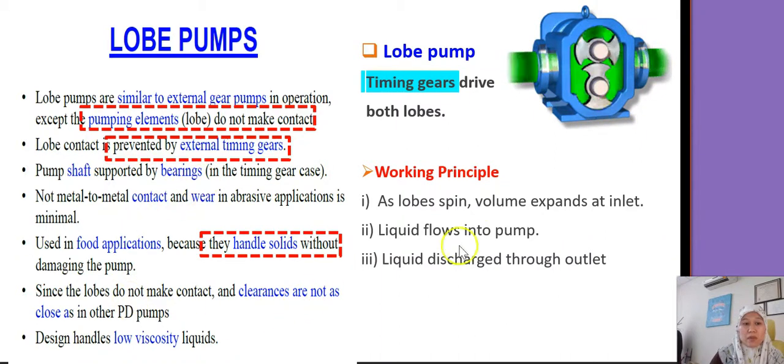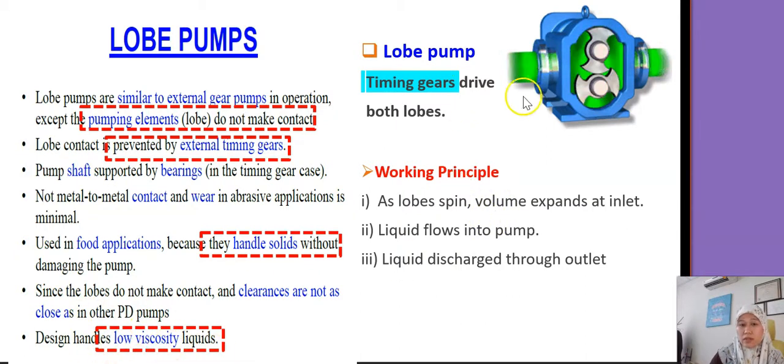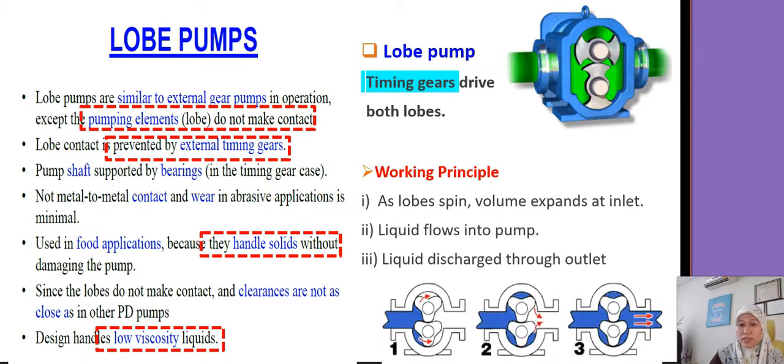Okay, and it's for low viscosity liquid. Okay, timing gear. Keyword dia untuk lobe pump, dia ada timing gear sebab both lobes are driven by timing gears. Okay. Working principle: as lobe spin, volume expand in the inlet and the liquid flow into the pump and discharge through the outlet. Okay, nampak ada beza dia dekat rotor dia. Okay, kita panggil lobe. Right. Kita tak panggil gear, kita panggil lobe.